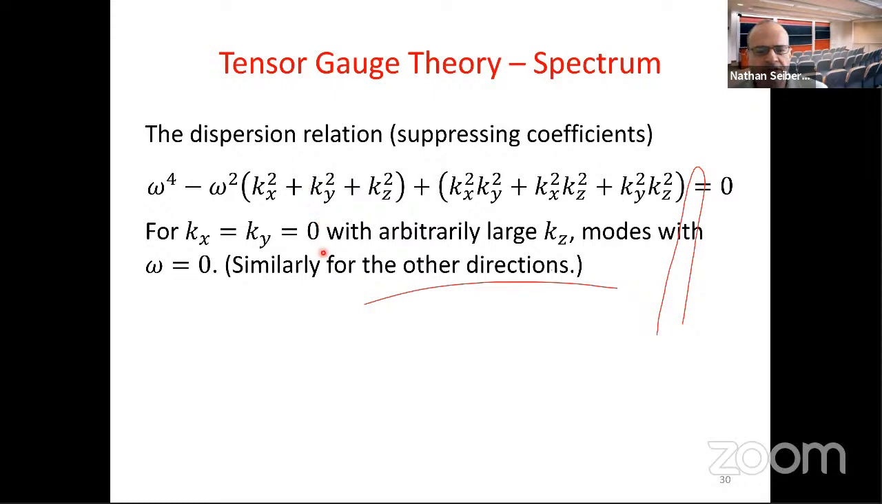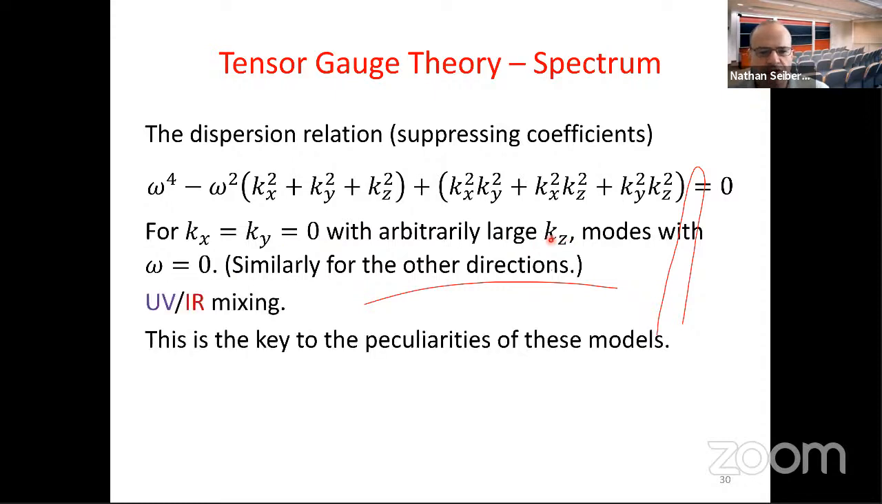What this means is that for generic momenta, low energy is the same as low momenta. That's the same thing we're familiar with. Low momenta is low energy. But there are some regions in momentum space, specifically Kx equals Ky equals 0, where we can have zero energy state with arbitrarily large momentum. This is the UV-IR mix. And this is the key to the peculiarity of these models.